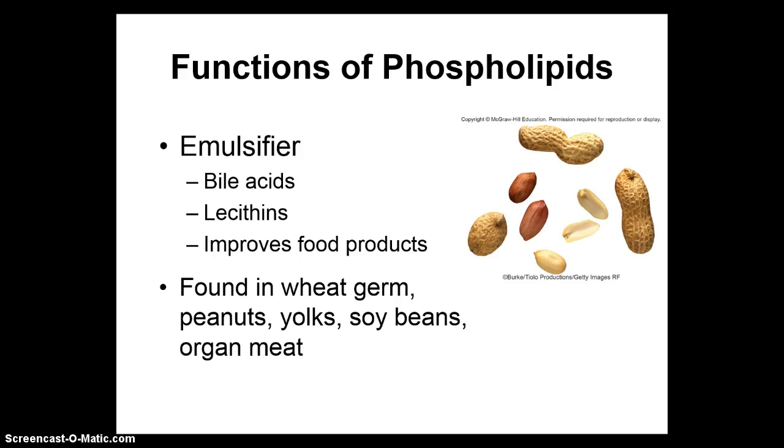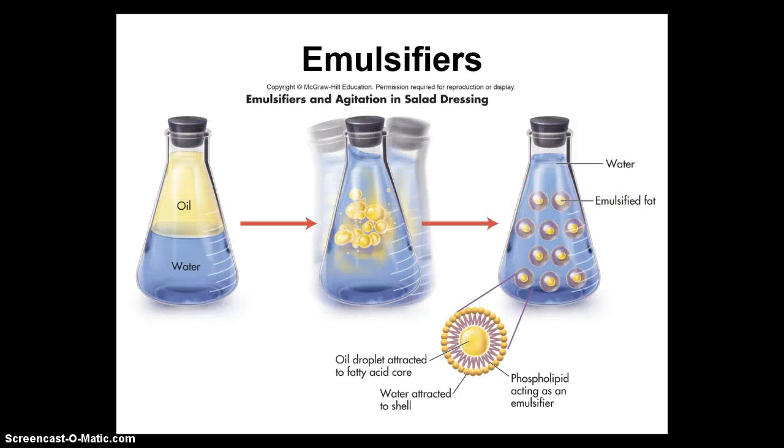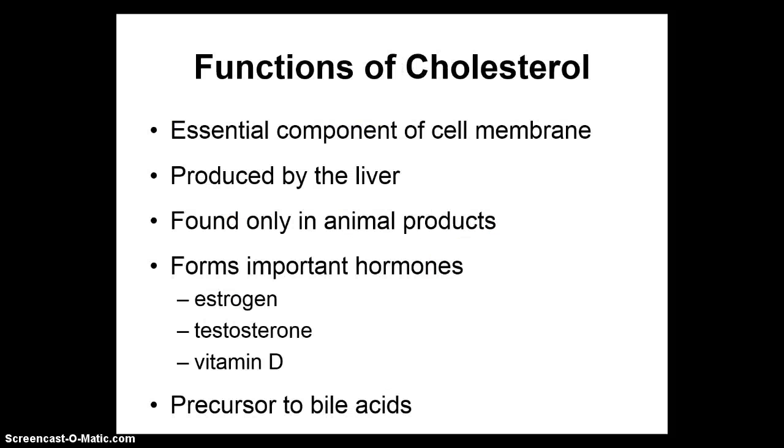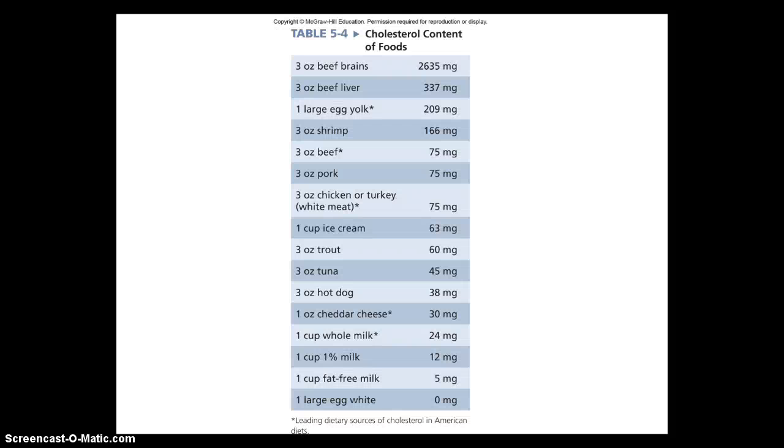Phospholipids can be found in foods. Our body also makes phospholipids. And phospholipids act as an emulsifier, so again, making oil and water be able to be emulsified or brought together. Cholesterol is a very important component for making hormones in our body. And again, cholesterol is only found in animal products, and it's because you need a liver to actually make cholesterol.